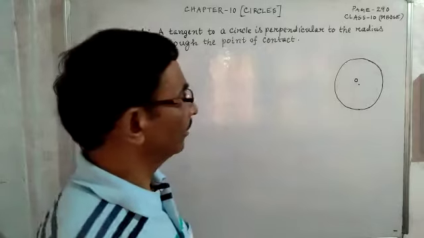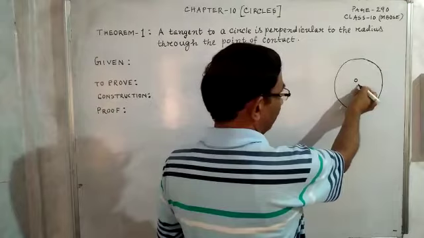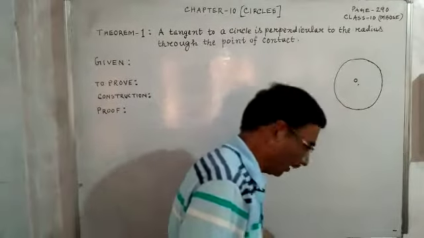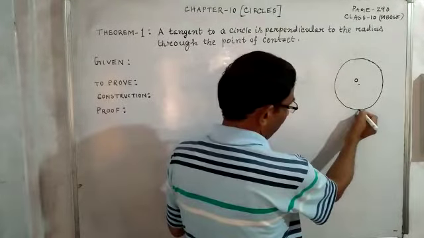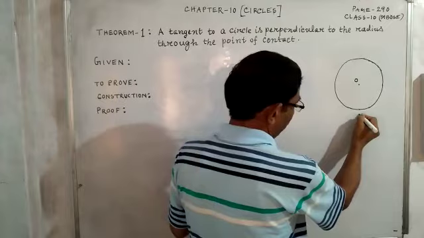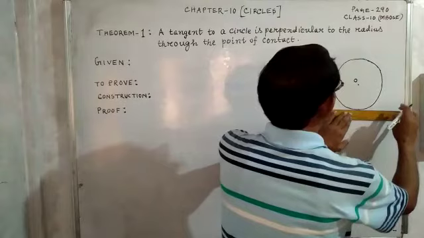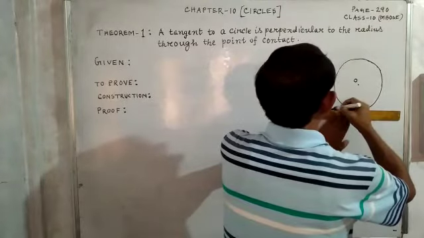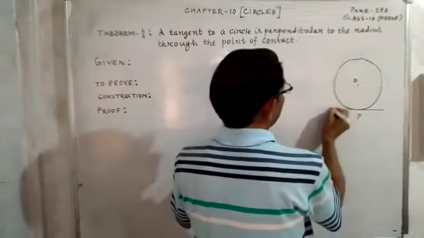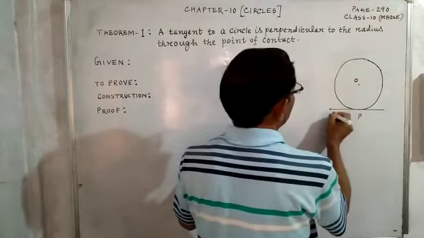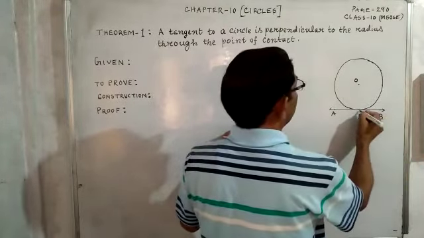So, if you look at the figure, I have taken a circle here. We can say the center of the circle is O, and I need to draw a tangent. So, let us take a point below here, suppose P, and through the point P, we draw a line like this, AB, and this line AB is called a tangent to the circle at the point P.